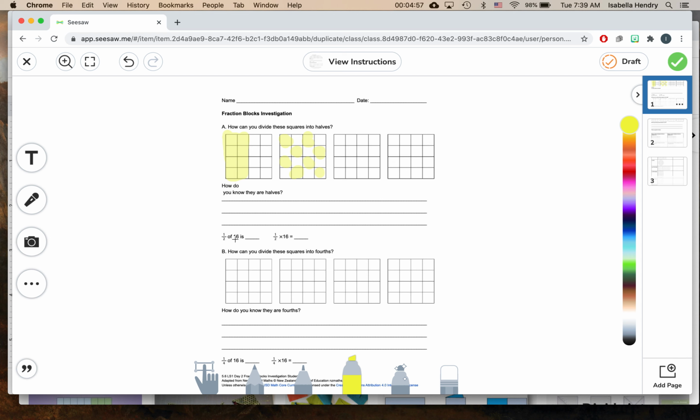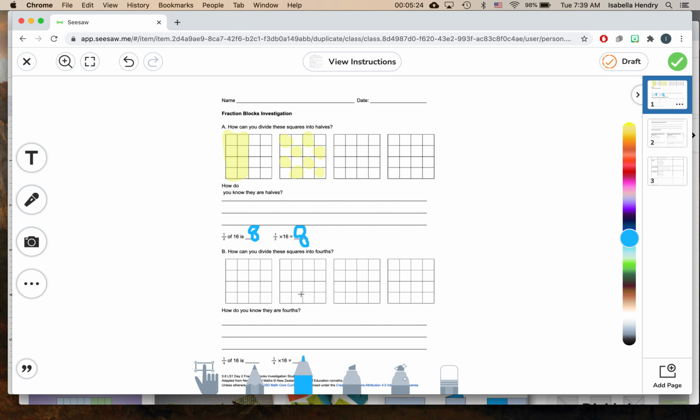And then I'm going to finish the equations. So 1/2 of 16, well, I see there are 16 squares, and I count 1, 2, 3, 4, 5, 6, 7, 8. So half of 16 is 8. 1/2 times 16 is 8. You notice these two equations have the same answer.